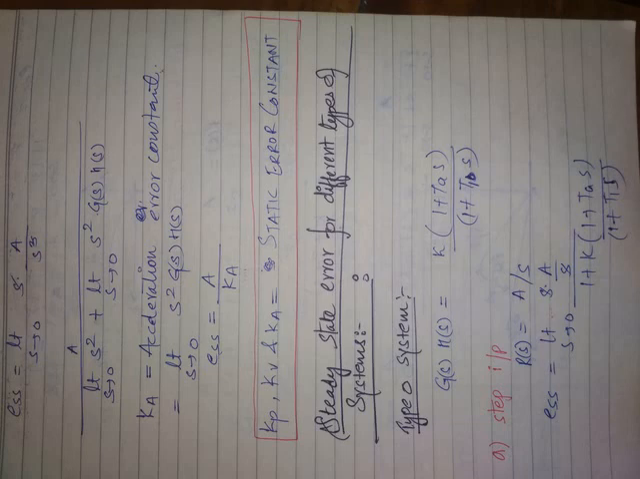If you are asked to find what is error due to changes in input, in this expression you have to put D equal to 0. What is the meaning of D equal to 0? Inlet is not changing. Error is mainly due to changes in set point value. If you are asked to find what is error due to disturbances, then in this expression you have to put r equal to 0. What does r equal to 0 mean? Set point is not changing. This error is due to changes in inlet flow. Understood?